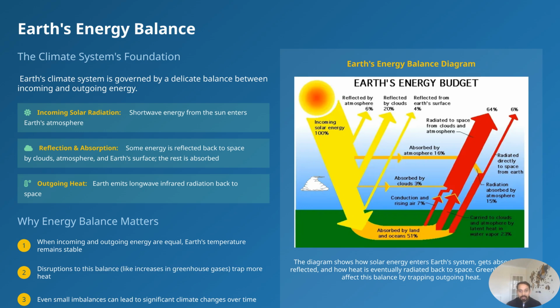The climate system is governed by Earth's energy balance: how much solar energy comes in versus how much is reflected or radiated back to space or the sun. This balance keeps our climate stable. A disruption to this balance, such as an increase in greenhouse gases like CO2, CH4, N2O, traps more heat in the atmosphere, causing the planet to warm. Because of this effect, Earth is becoming warmer and generating more GHG emissions, which reflect back to the Earth.